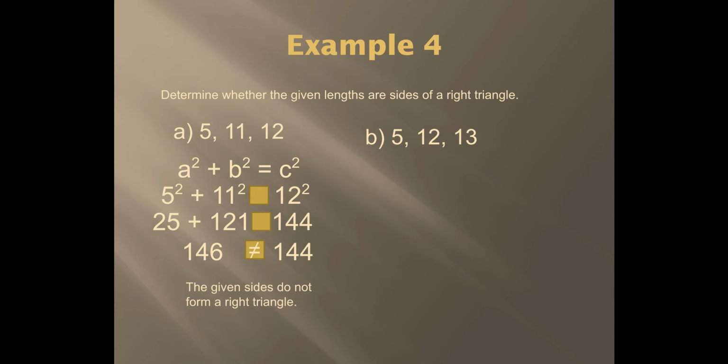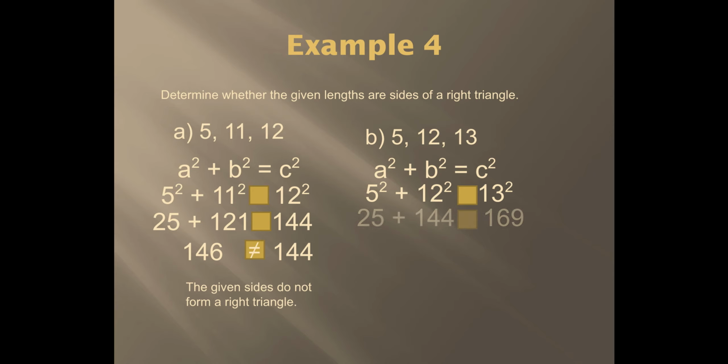So let's try it again with 5, 12, and 13. We can use the Pythagorean theorem, substitute the values in, simplify things down, and we get 169 equals 169. So side lengths of 5, 12, and 13 will form a right triangle.